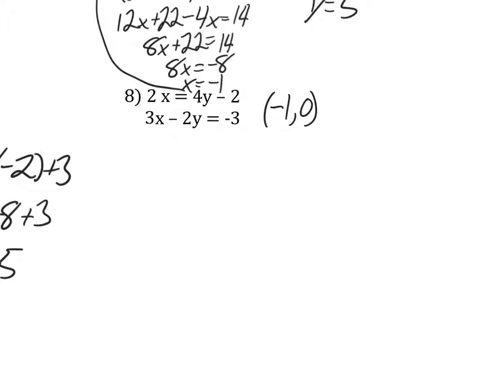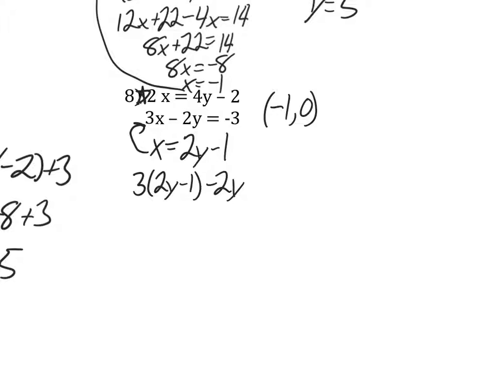So I'm going to take this one up at the top and I'm going to solve it for x. So let's divide everything by 2. So x equals 2y minus 1. Now I'm going to take this equation, plug it in to that equation. So I have 3 instead of x, 2y minus 1 minus 2y equals -3. Now we're going to distribute that 3. So I have 6y minus 3 minus 2y equals -3.